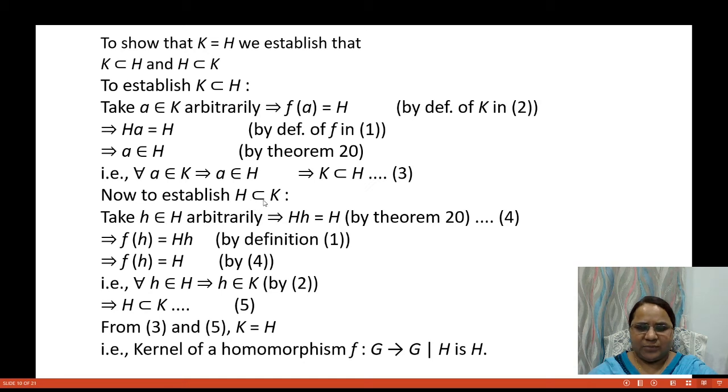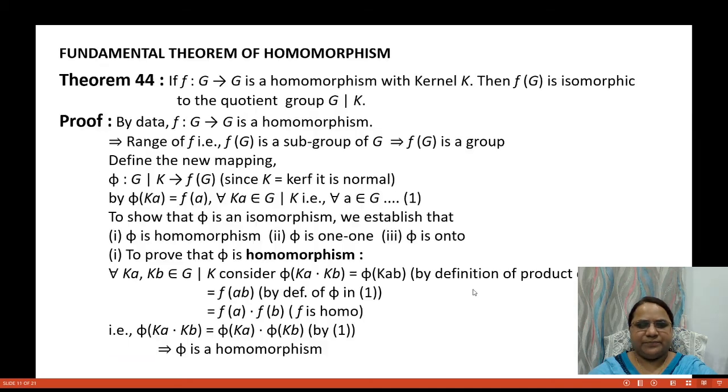To prove that H is a subset of K, let us proceed in a similar way. Take h belonging to H arbitrary. Then Hh = H again by Theorem 20. So f(h) = Hh = H by the definition in 1. So similarly we can prove H is a subset of K. That is equation 4. From equations 3 and 4 we can write K = H. So the kernel of the homomorphism f from G to G/H is H.